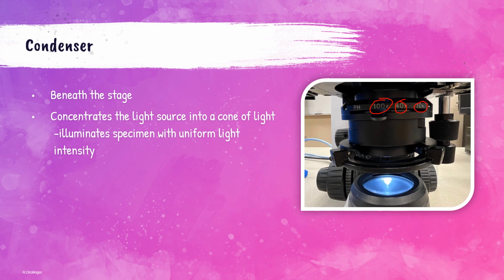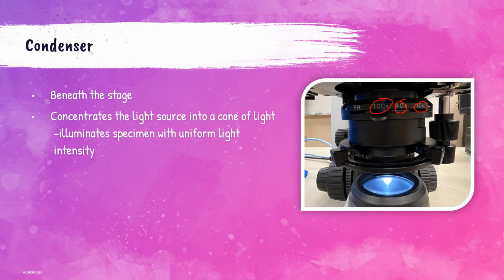Okay, so these correspond to the objective powers. So the condenser needs to be adjusted to whatever objective lens is being used. For example, if you are looking at a specimen using the 100x objective lens, the condenser needs to be set to the 100x setting on the condenser.